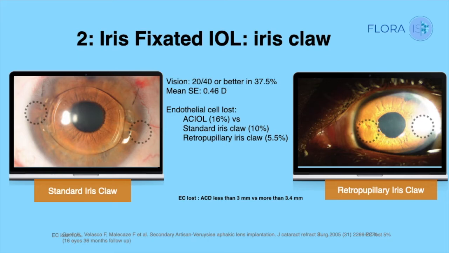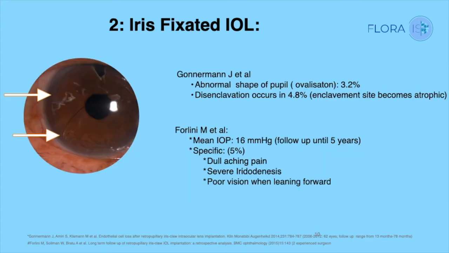Artisan lenses are rigid PMMA lenses. Wound is usually quite big. Now, we have to remember the anterior iris claw is just another form of AC-IOL. In other words, it might still cause endothelial cell loss, although probably to a lesser extent compared to AC-IOL. When people start to place the IOL behind the pupil, endothelial cell loss was reduced to only 5.5% at 3 years of follow-up. Let's look at some setbacks of the iris claw lens.